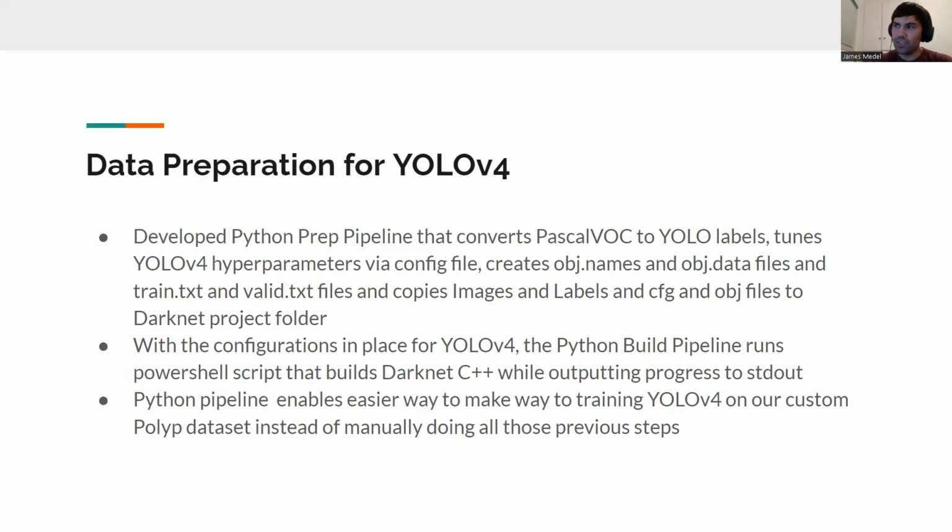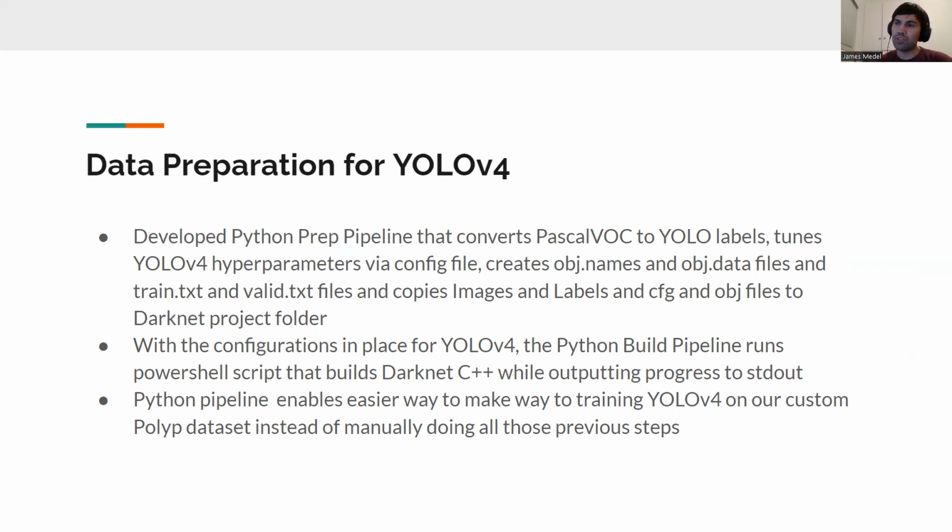So for instance, we're given Pascal VOC annotation format, and YOLO expects it to be in YOLO formatted labels. So part of the pipeline is it does the conversion, and then it also auto configures the hyperparameters of YOLO. It creates the necessary files, and it also structures them in the expected structure format that YOLO requires. And then we get on to actually building YOLO in the Python prep pipeline.